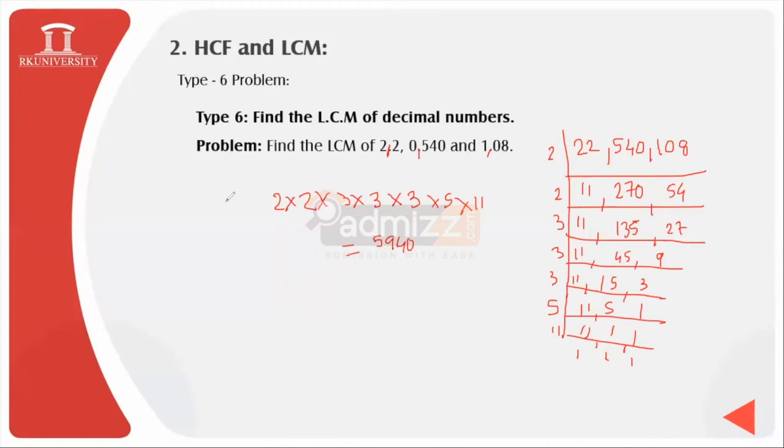But make sure, students, 5940 is not the correct answer. We need to observe the minimum decimal place value available with us. So minimum decimal place value is 1, which you can find over here. This is 3 decimal places and this contains 2 decimal places. So minimum decimal place value is 1.